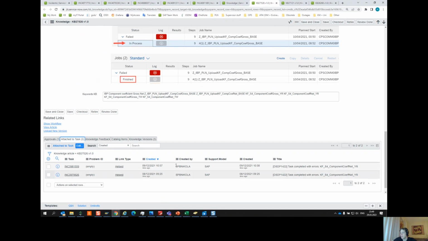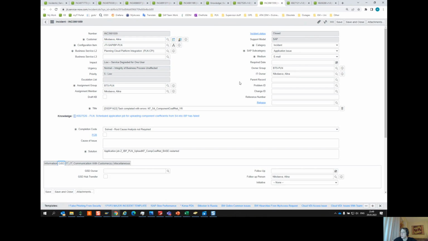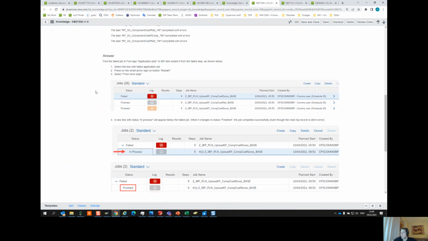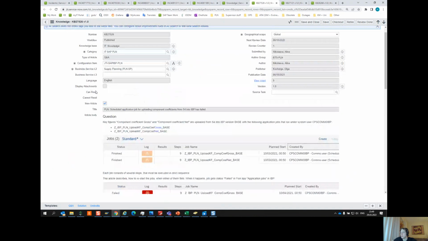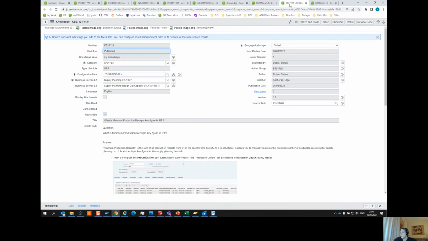Okay. So there are only two incidents created by Alina herself, so a BTS member, and I am pretty sure that those incidents don't even have a GSD owner. Yeah, of course, because she opened them and she owns them and she resolves them as well. Okay, yeah, so you see, this is one of 3 KB articles for supply planning. Let's move to the second one.